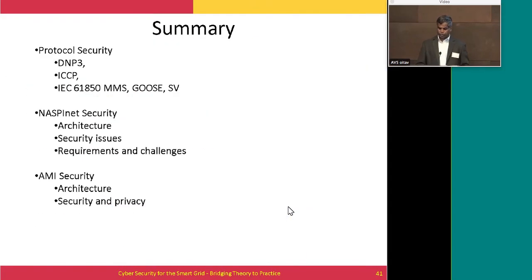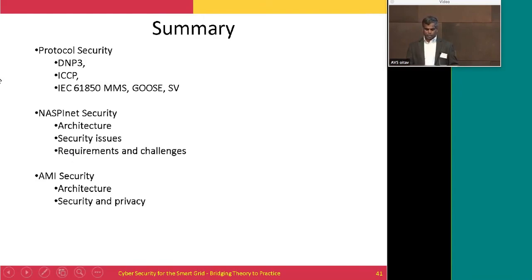I will move on to the next one. Just to summarize module 3, what we have looked at so far: essentially, what are the different protocols that are there as part of the SCADA or operational network of a power utility environment? Those three protocols we looked at: DNP3, ICCP, and IEC 61850. Then we talked about the wide area communication network for supporting synchrophasor applications.